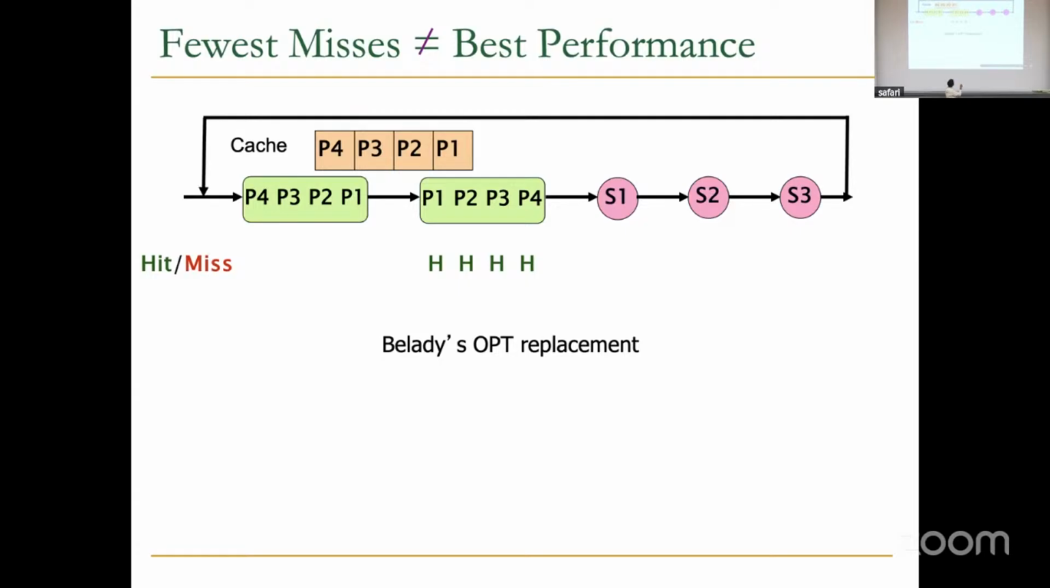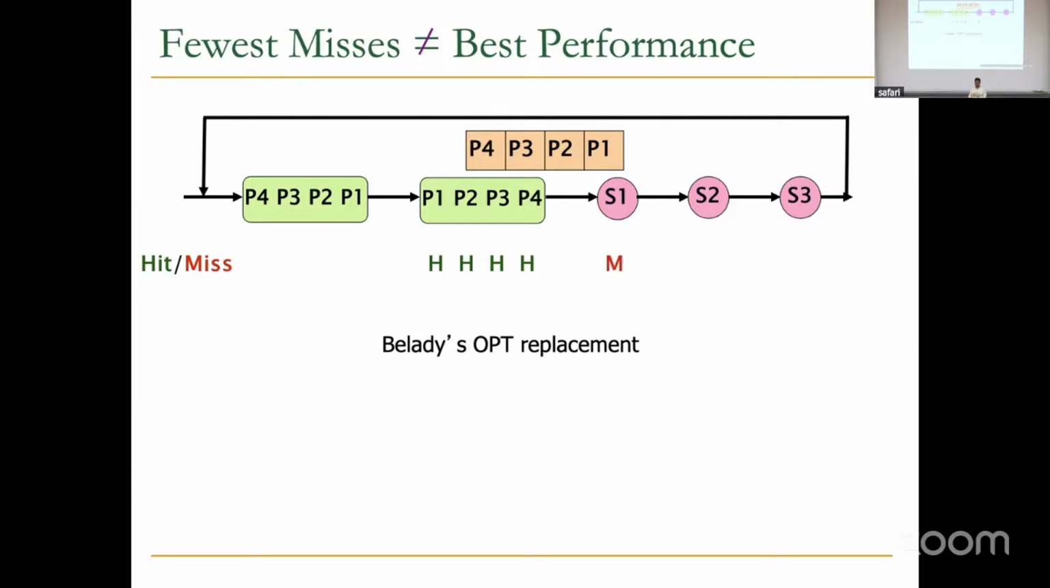And then you started accessing, and these four are hits. Life is good. Then once you go to the end of this access, you have the P4. Now you need to put this access inside this cache at some point. So you access S1. S1 is a miss, because it's not already present in the cache. But now you need to put this S1 inside the cache. Which one are you going to evict?